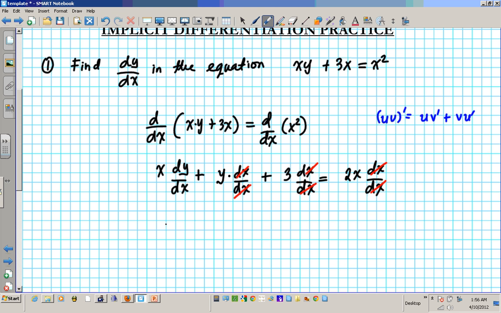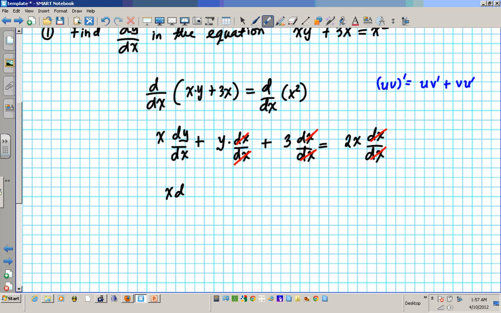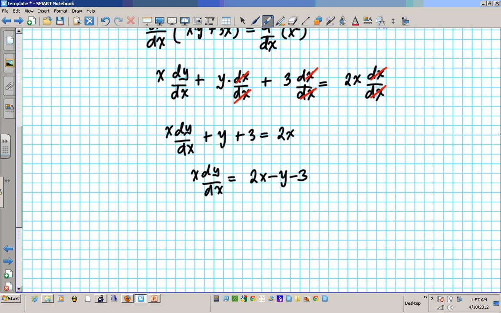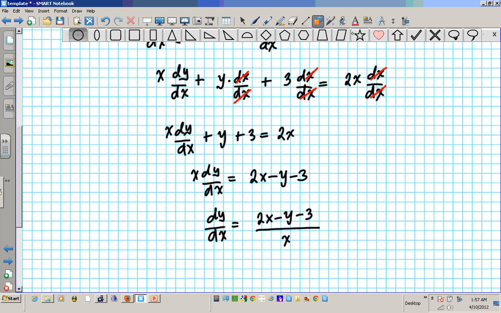So on the left side, you're going to have x dy/dx + y + 3 = 2x. Now we just use our algebraic rules to isolate x dy/dx. Subtract y and 3 from both sides, so x dy/dx = 2x - y - 3. Finally, to isolate dy/dx, divide both sides by x. Your final answer is dy/dx = (2x - y - 3)/x. So there goes your final result.